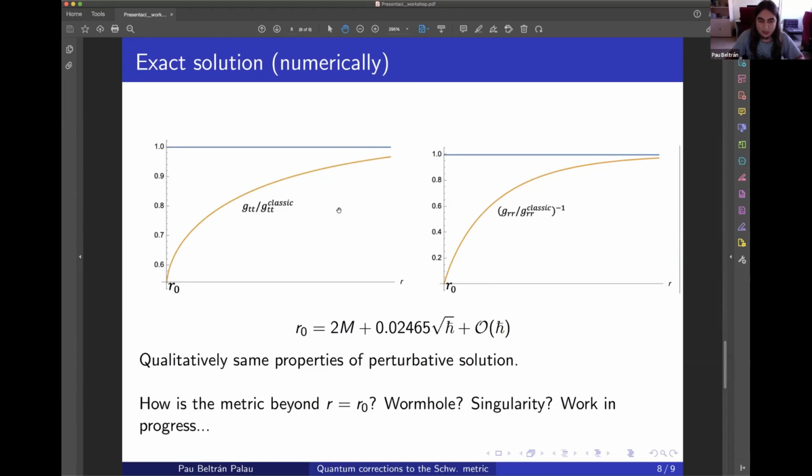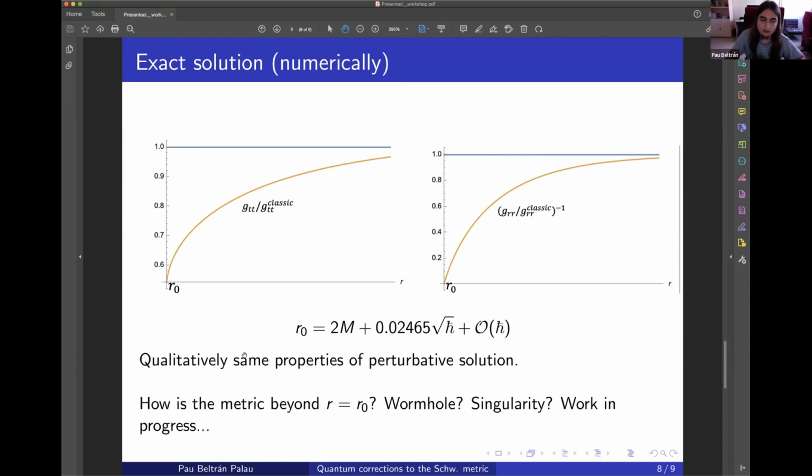Okay. So apart from that, we have found that, as I said before, the singular point is shifted. It's no longer at 2m, but at 2m plus this term here. This number changes when comparing it with the perturbative solution, but qualitatively it is the same. I mean, it goes with the square of h bar.